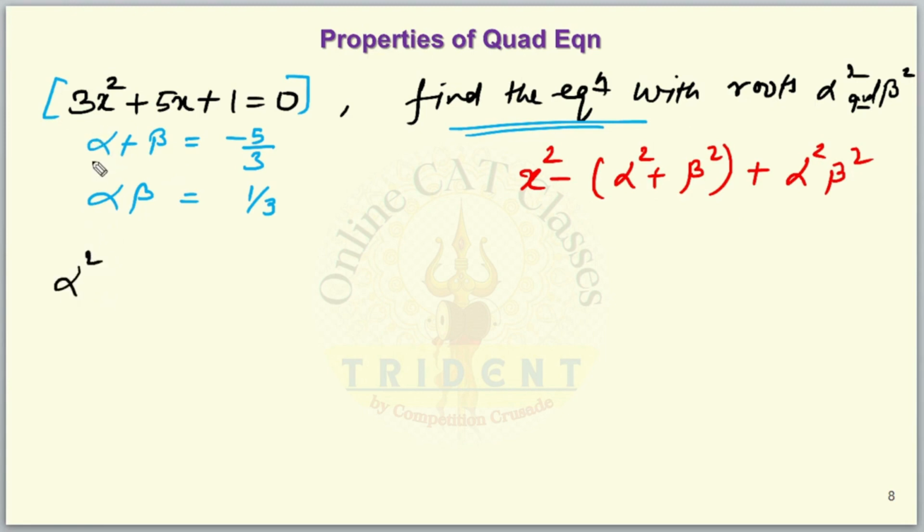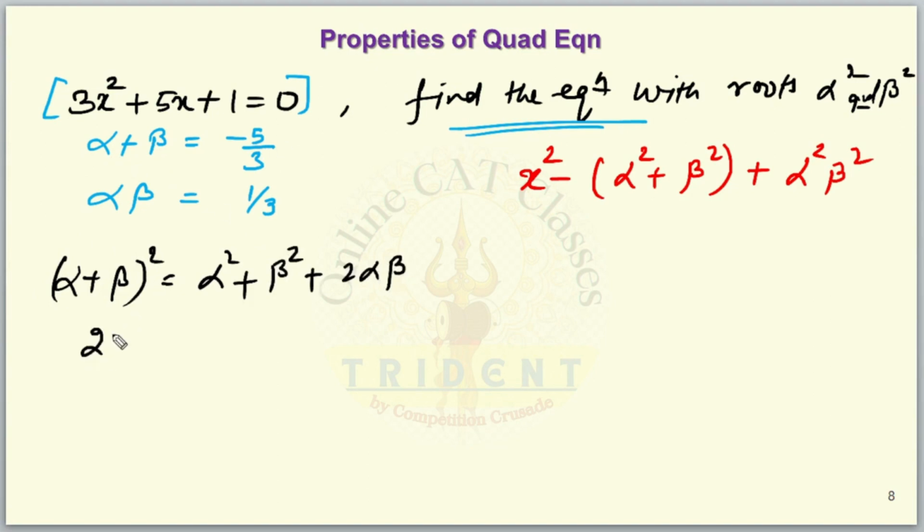So alpha plus beta the whole square. Alpha plus beta the whole square is alpha square plus beta square plus 2 alpha beta. I know this thing is minus 5 by 3. I'll write it directly. This is 25 by 9. Alpha square plus beta square, I have no idea, but 2 alpha beta I know is 2 by 3.